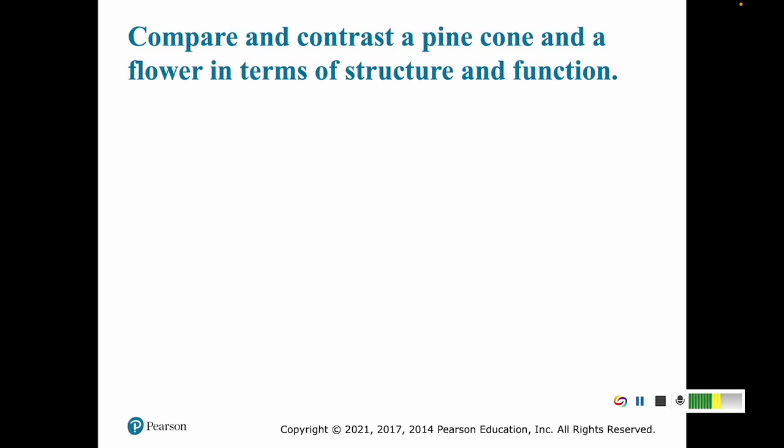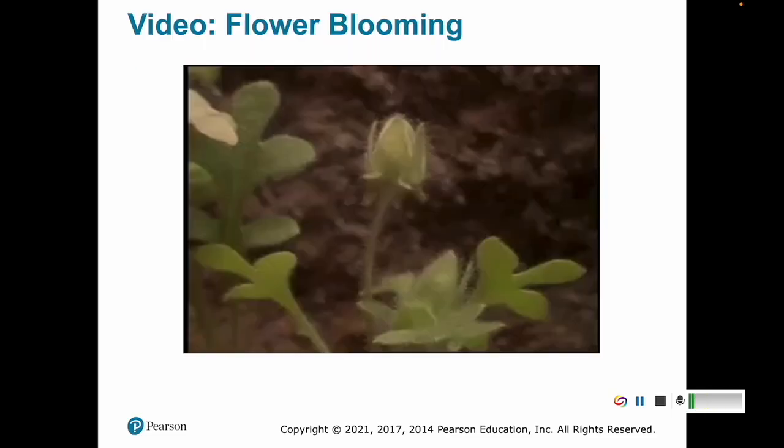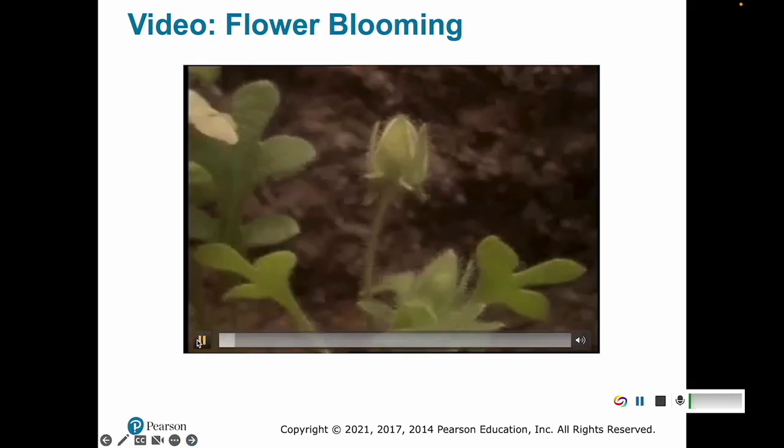So you should now be able to compare and contrast a pine cone and a flower in terms of structure and function. Please feel free to pause the video to go back and review your notes, but make sure you're comfortable with what we've discussed up to this point. So watch a flower blooming and see if you can find these different parts of it. Can you find where all 4 of those reproductive organs are?